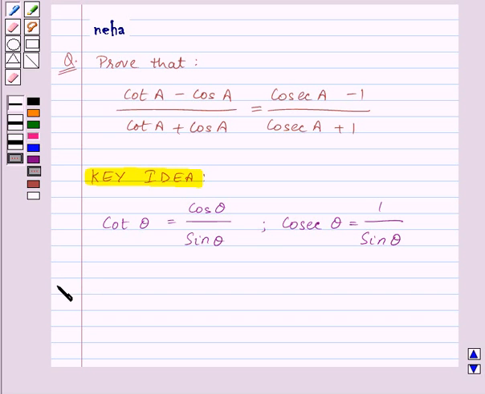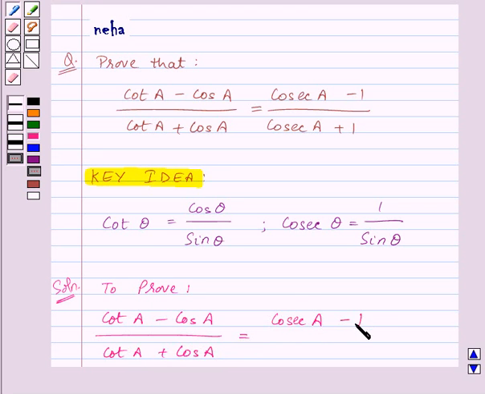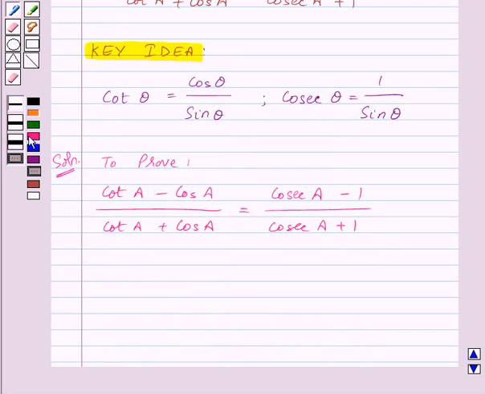Let's move on to the solution. We need to prove (cot A minus cos A) upon (cot A plus cos A) is equal to (cosecant A minus 1) upon (cosecant A plus 1). So let us start with LHS, which is equal to (cot A minus cos A) upon (cot A plus cos A).